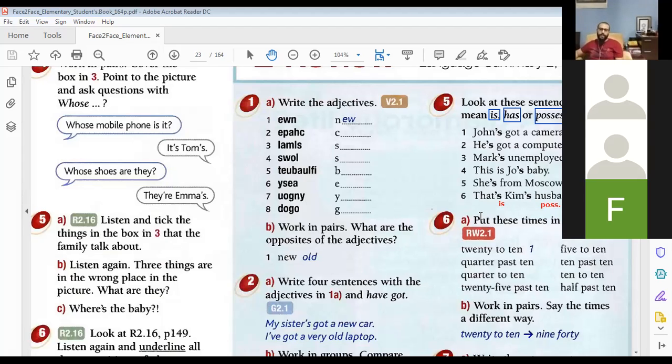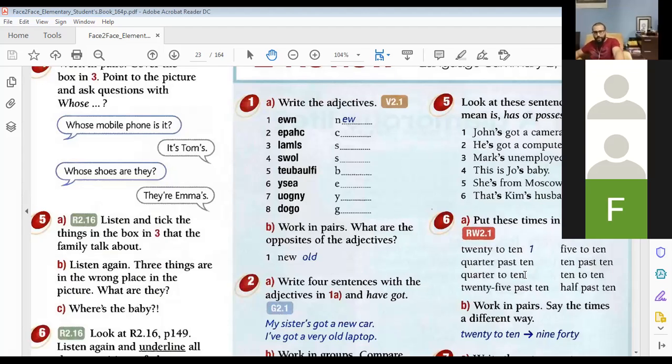Okay. All right. Very nice. That's correct. Very good. So number 3. Let's put the time in order. So we want to put these different times in order. So the first one is 20 to 10. What's the second one?